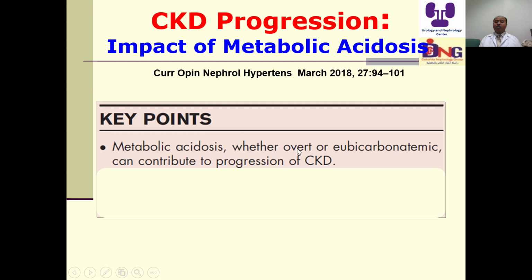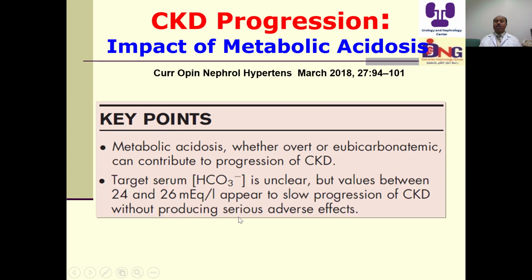And as you see here, overt acidosis means serum bicarbonate is less than normal, or even if the bicarbonate is normal in the blood but in the low normal range, this means that the kidney exerts its effort to keep bicarb within normal through increasing ammonia generation. Excessive ammonia generation is toxic to the kidney and increases CKD progression. This is why we like serum bicarbonate to be between 24 to 26 milliequivalent per liter. This is the best level.